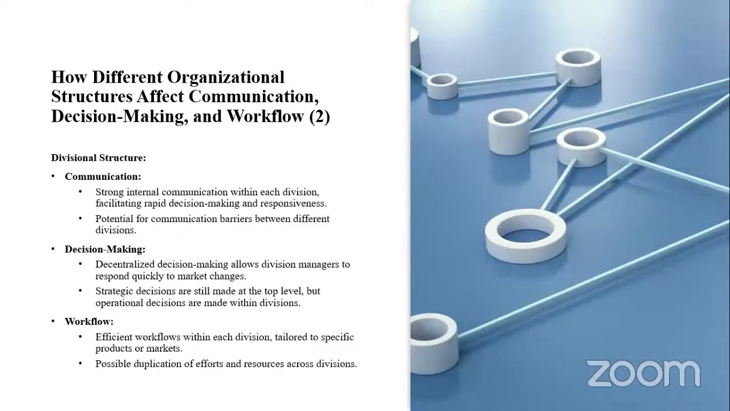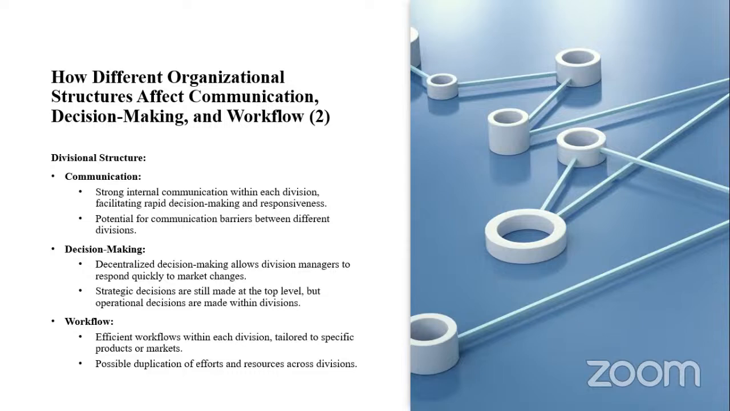On divisional structures, communication: strong internal communication within each division, facilitating rapid decision-making and responsiveness. Potential for communication barriers between different divisions. There is a potential, irrespective of the fact that communication is strong internally, but across departments, across different divisions, there could be potential for a barrier.